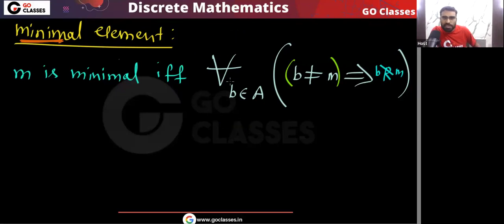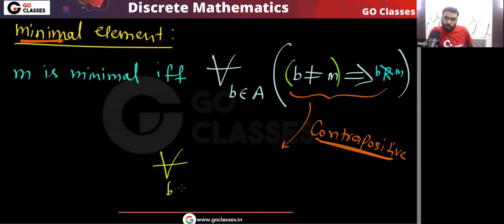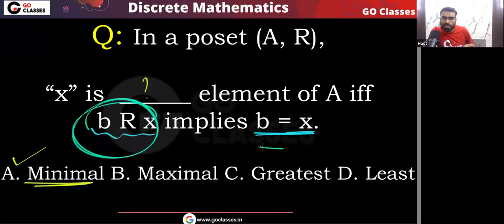So for all elements, if it is not the same as M, then B is not related to M. Now tell me, what will be the contrapositive? This implication statement is equivalent to its contrapositive. So the contrapositive will be: for all elements, if B is related to M, then B is M. So this is the definition of minimal. If B is related to X, then B is X.